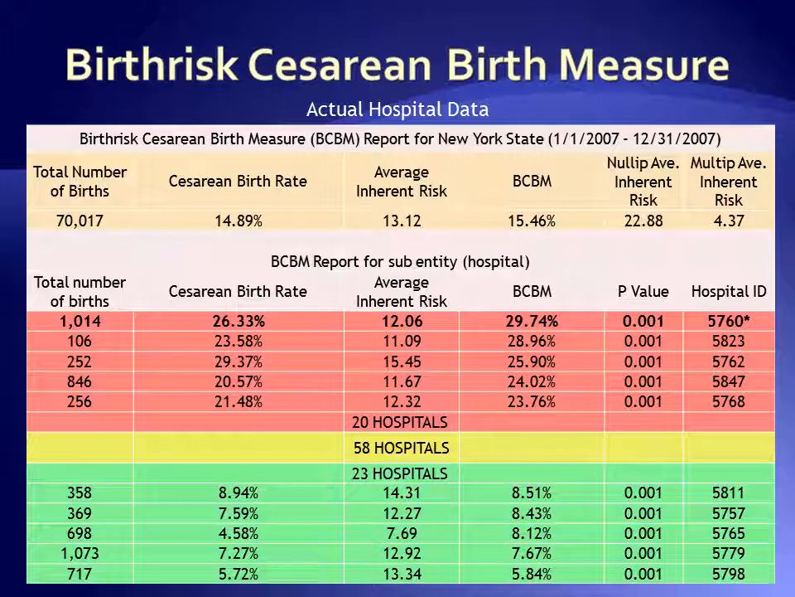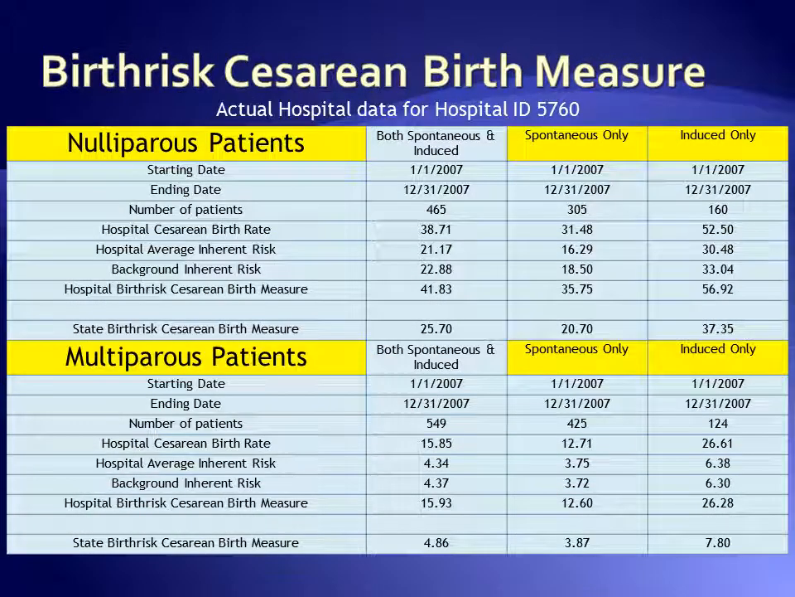In red are the worst 5 hospitals, and in green are the best 5 hospitals. This type of report could be used by healthcare administrators to create value-based reimbursement or by accreditation agencies to determine centers of excellence and centers that need improvement. The worst hospital on the list is number 5760. This report is a breakdown of the births at that hospital.